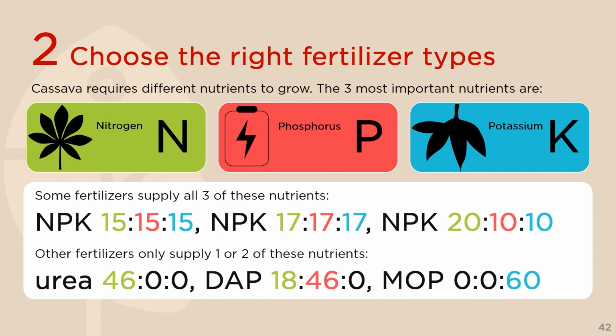The first number always refers to the nitrogen content. Nitrogen is found in all NPK fertilizers, in urea, and in DAP. NPK fertilizers also contain phosphorus, as does DAP. And potassium is part of all NPK fertilizer blends as well as MOP.